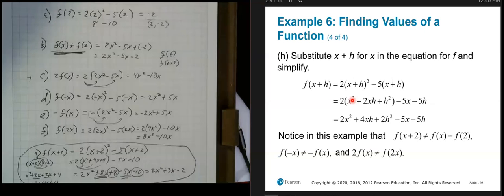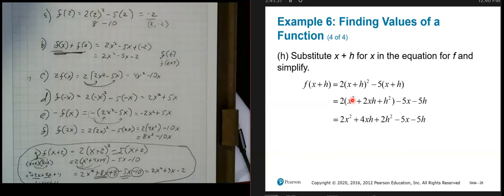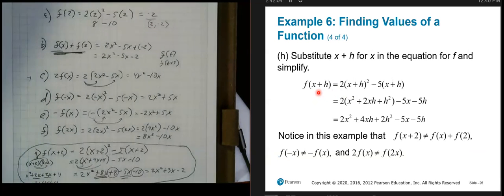So we did that. This one is very important. f of x plus h, because when we get to the difference quotient, which is part of this section, we will be doing this. We will find out what f of x plus h is. And then we're going to subtract the original function, f of x, from it. And then we're going to divide that result by h. And we'll get to that. But understanding how to do this is very important.